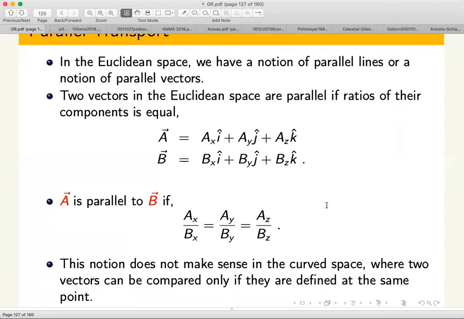The problem, of course, was that this notion doesn't generalize to curved space, simply because in the curved space, the vector is defined only at a particular point. So until you transport a vector defined at any other point to a vector defined at that point, you cannot really say whether the vector is parallel or not.